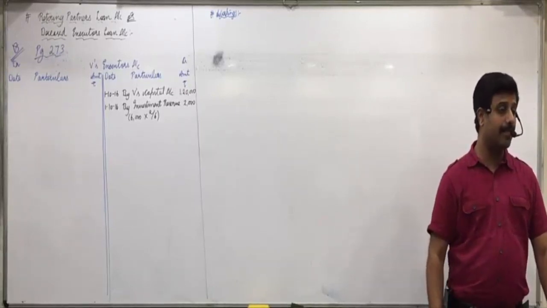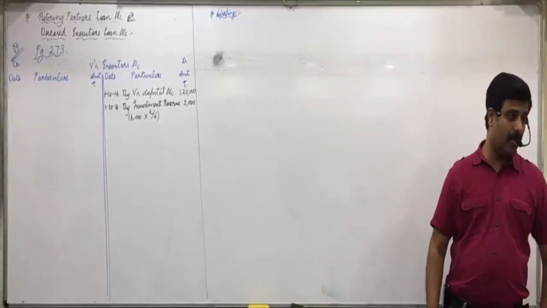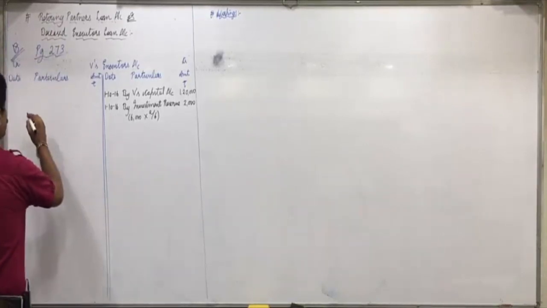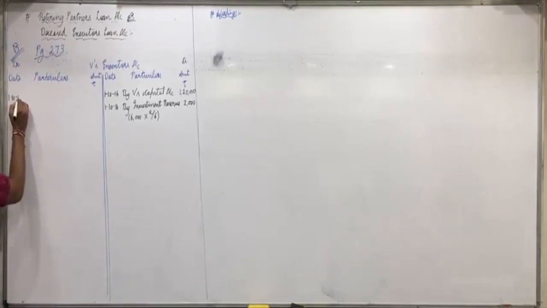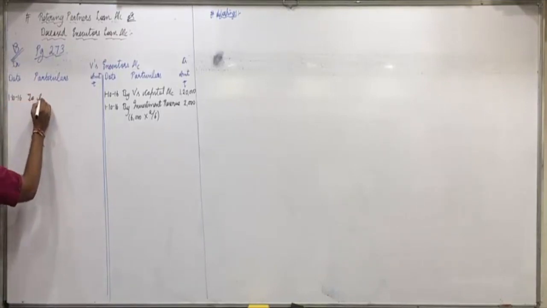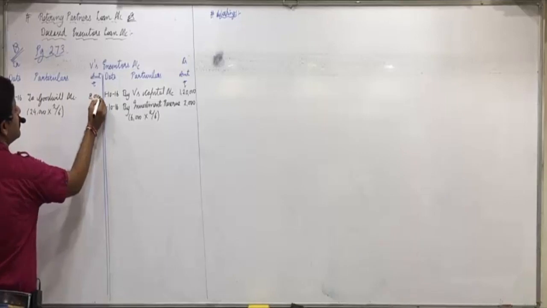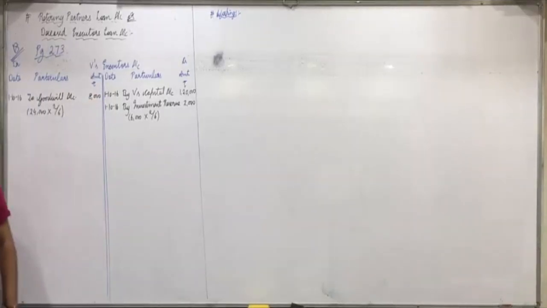Asset side. Goodwill, what amount? Where will you write? Goodwill given in the balance sheet will come in the partners' capital account on the debit side. Yes, on the debit side you will have goodwill account 24,000 into 2 by 6, 8,000. Did all of you understand this?